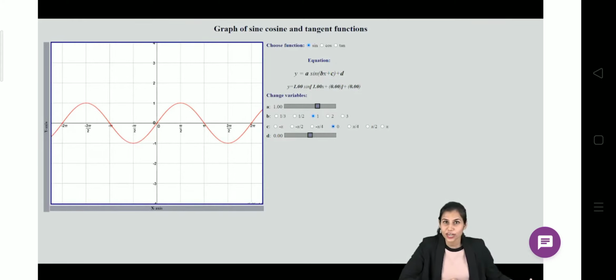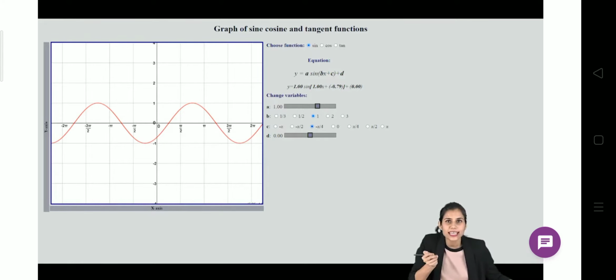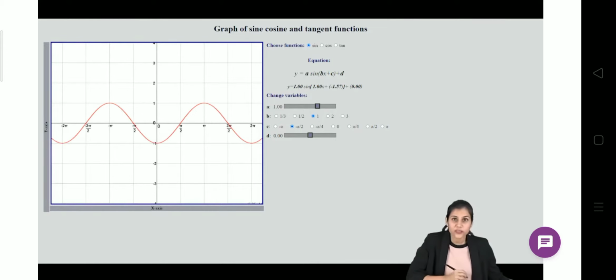Similarly, right now the graph that you can see is sine of x plus a, where a is equal to 0, right? That means the graph of sine x. If a takes the value minus pi by 4, what just happened? The graph of sine x shifted to the right along the x-axis by pi by 4 units. Now I'm taking the value of a to be minus pi by 2. What just happened? The graph of sine x shifted to the right along the x-axis by pi by 2 units.